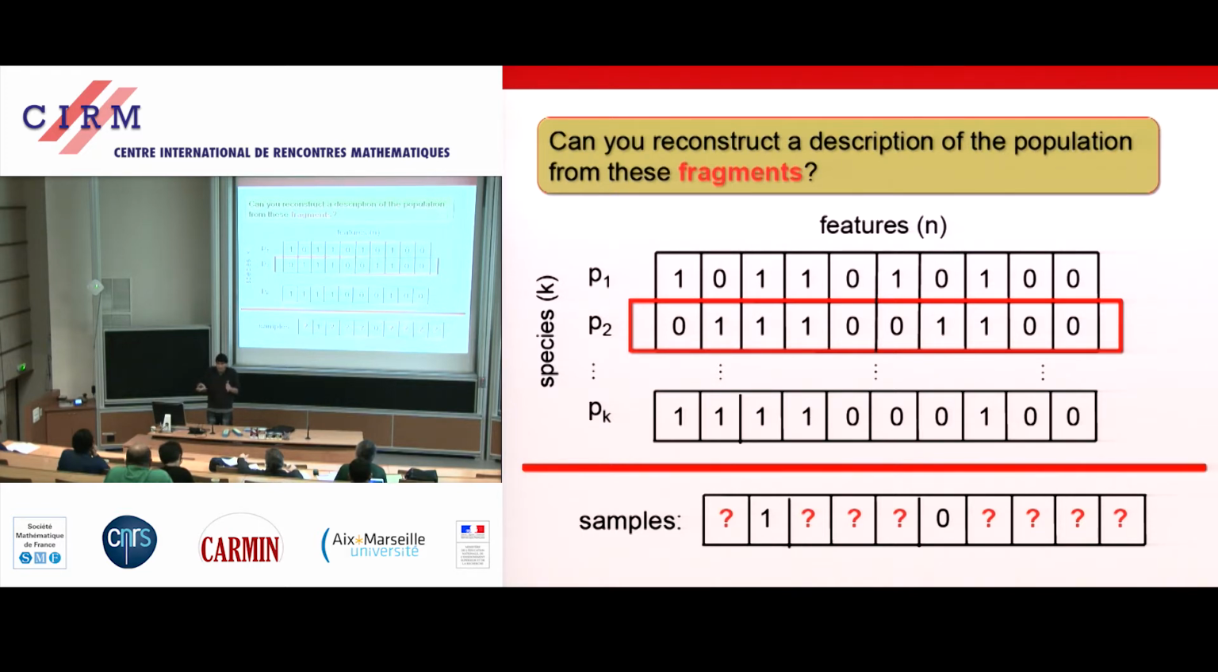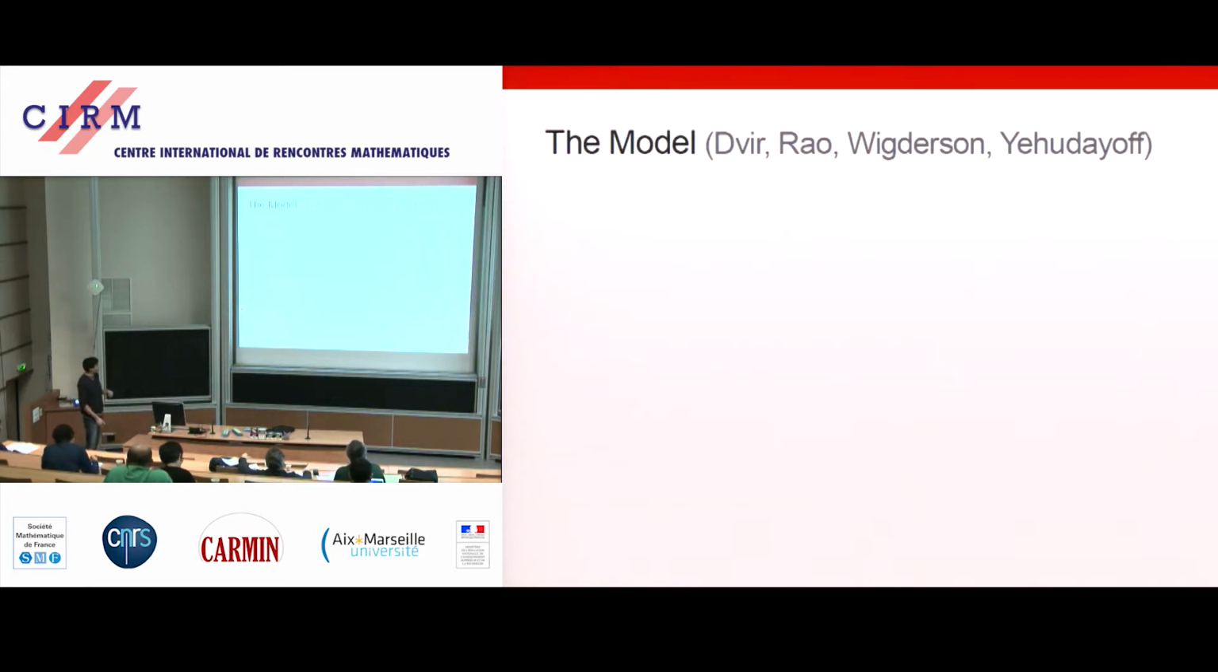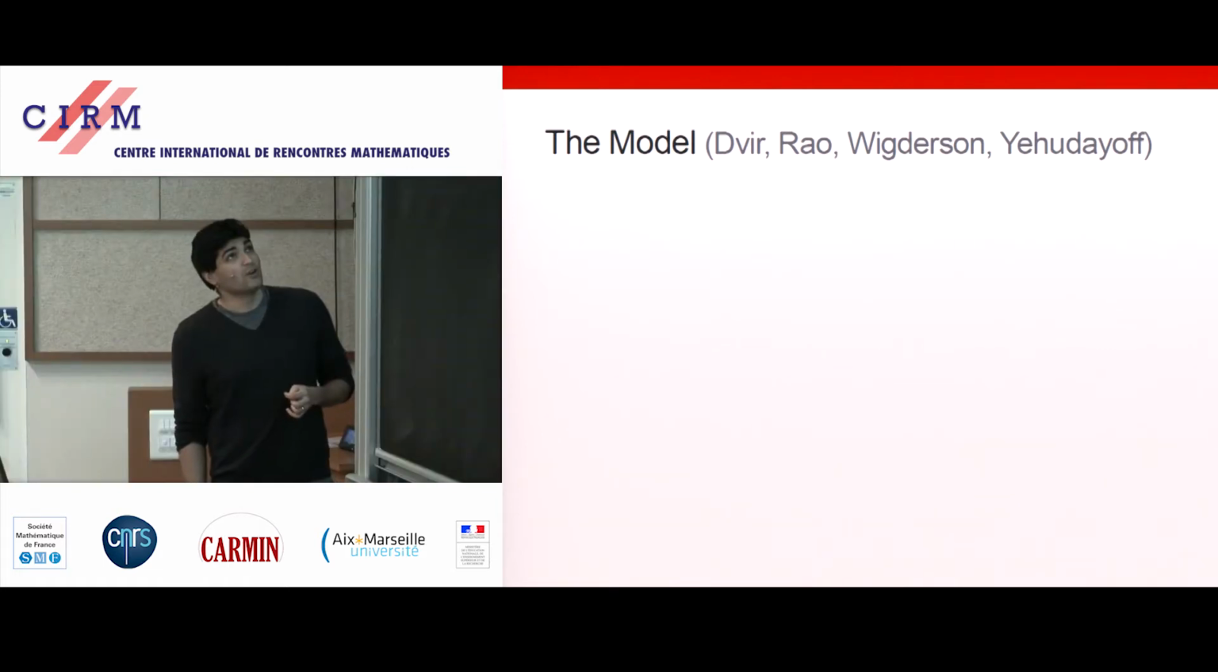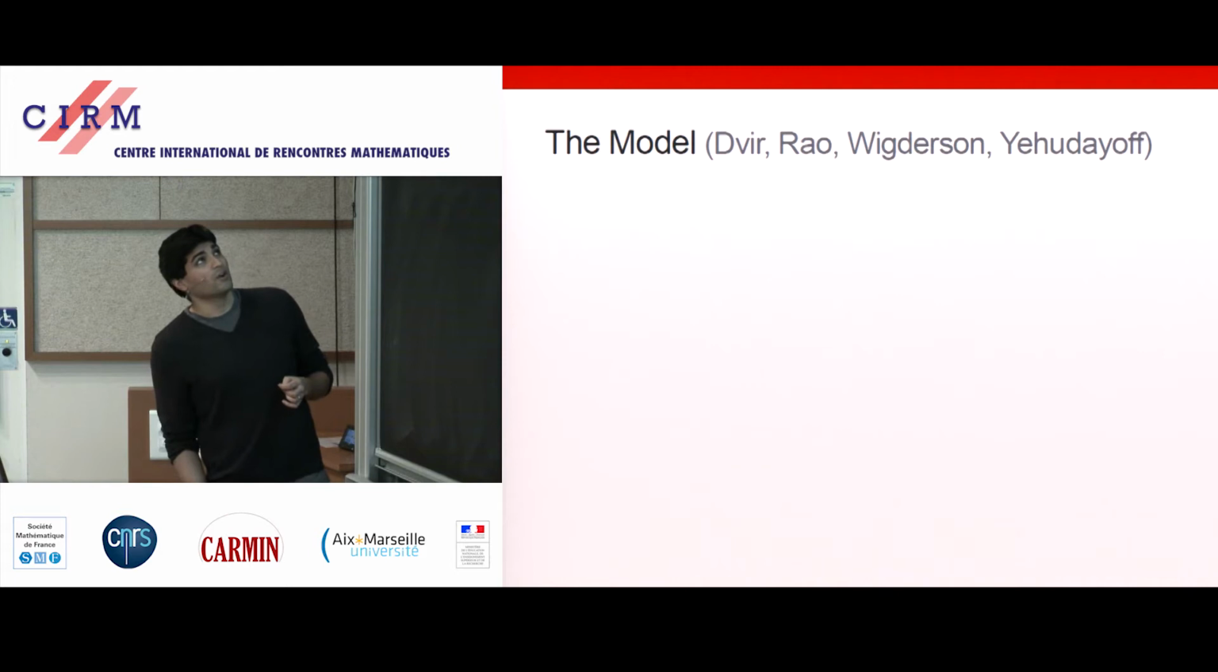If, for example, they were close to each other on some sort of evolutionary trajectory, they might not differ in that many locations. So that would be an issue because that pair would be very likely to be confusable with each other. So this model was introduced by Zev Dvir, Anup Rao, Avi Vigderson, Amir Yehudayev.